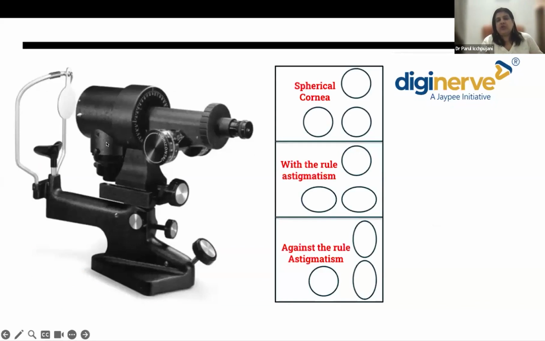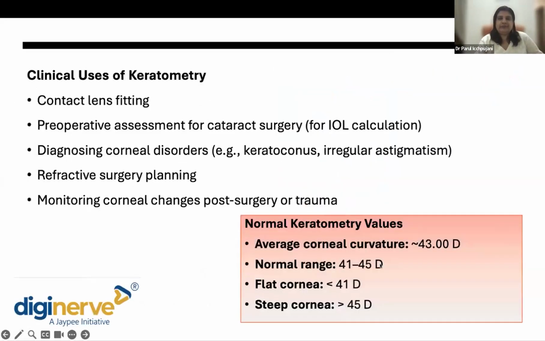This is a Javal-Schiotz, the Bausch & Lomb type. And, depending upon the type of the astigmatism, you will get different sorts of circles inside it.